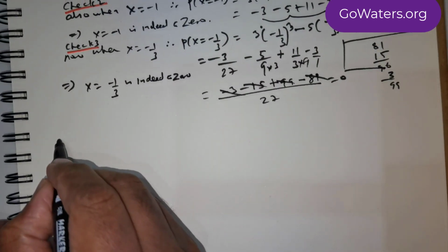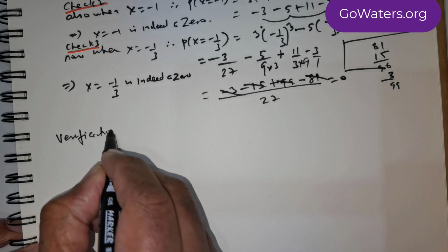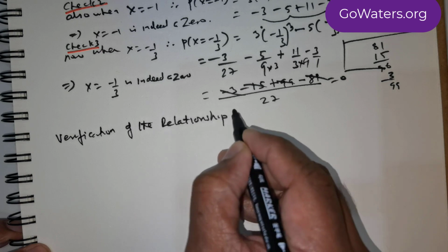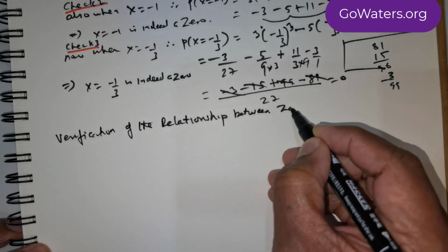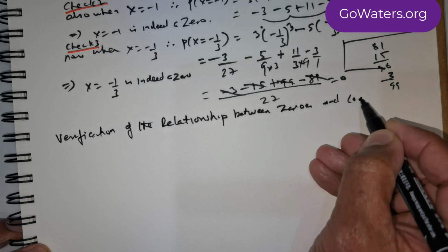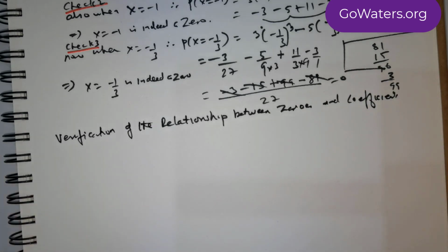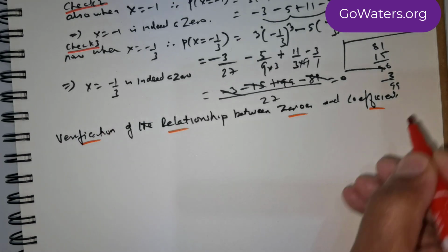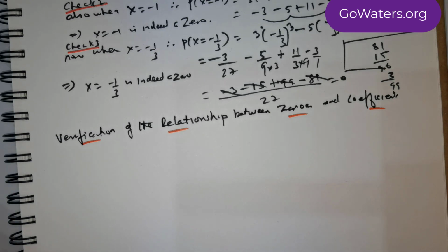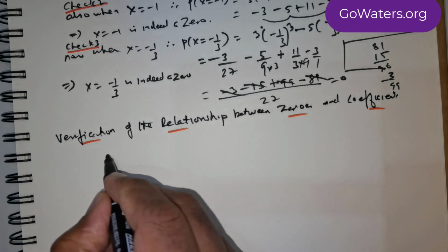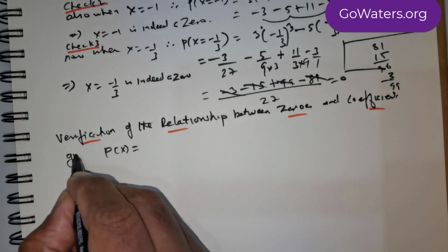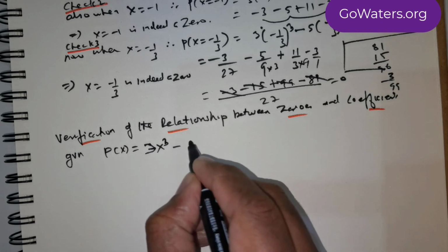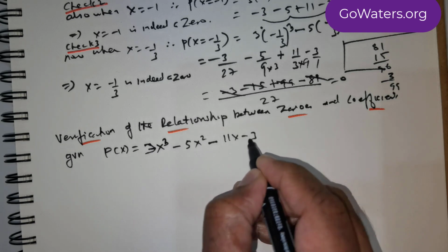Okay, maybe you can just show here verification of the relationship between zeros and coefficient, right? So probably you can give some underlining to show to the examiner. So given, what is given? P of x, you can write here GVN stands for given. Given, what is given? 3 times x to the power of 3, negative 5 times x squared, negative 11x, negative 3.